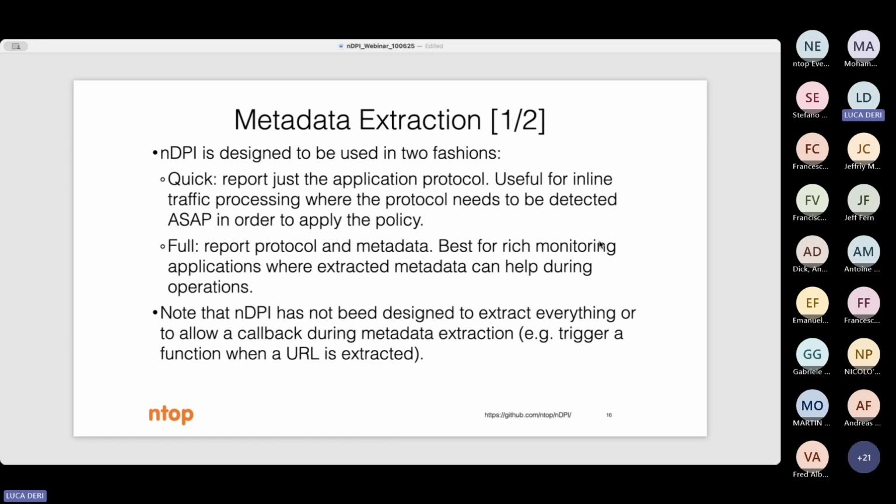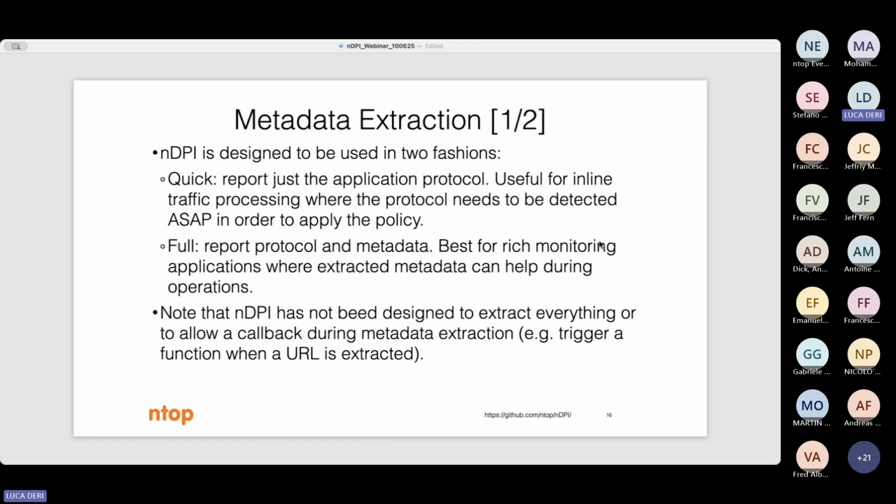So for instance, if you want to block traffic that is not supposed to run on your network, for example fun traffic, let's say YouTube movies, and you want to block it, you don't care what type of host you're accessing or too much detailed information about this traffic. You just want to stop it. So as soon as you decide that this is YouTube, you have to block it.